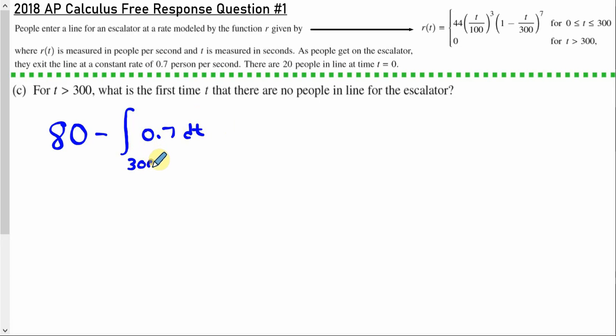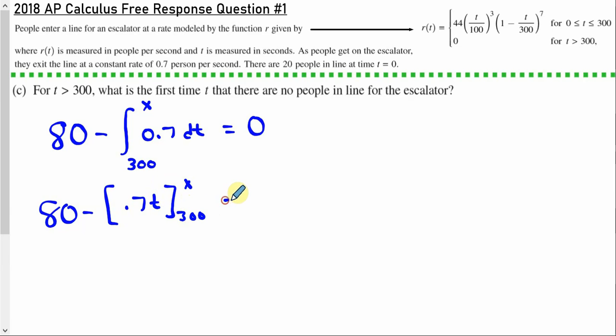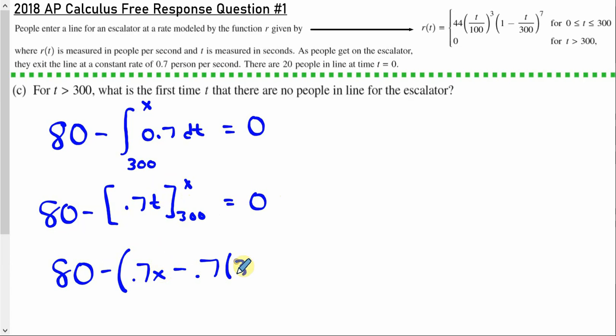Now, that starts at 300. We already know it goes up to 300, so now I'm going to start from 300 and move on to some unknown time. And I want that to equal 0. All right, so we just take the antiderivative, which is 0.7t, evaluating it at x and 300. All right, so then we plug in our numbers here. So 0.7x minus 0.7 times 300 equals 0.